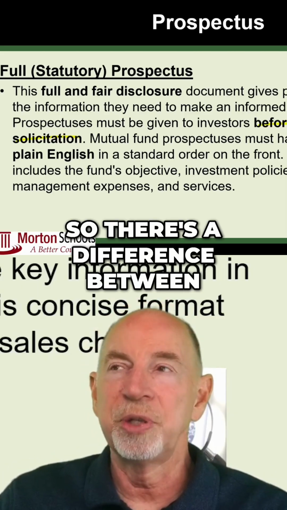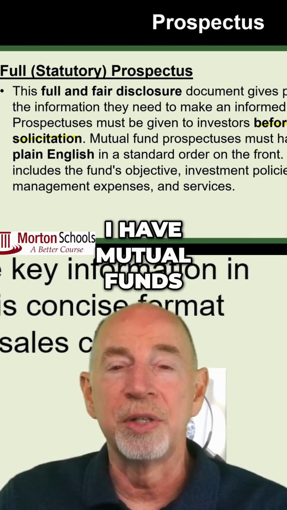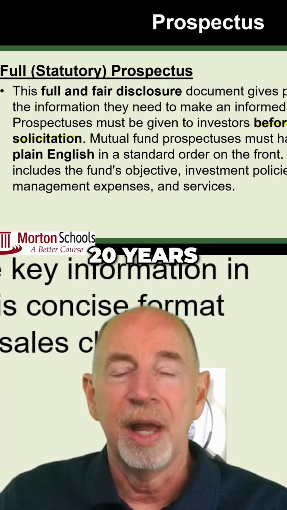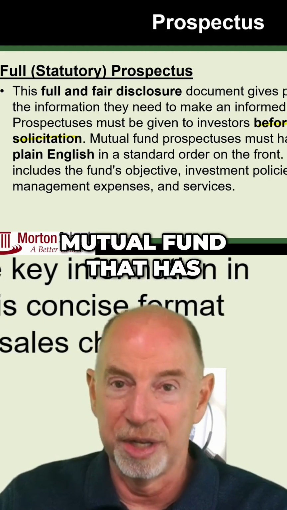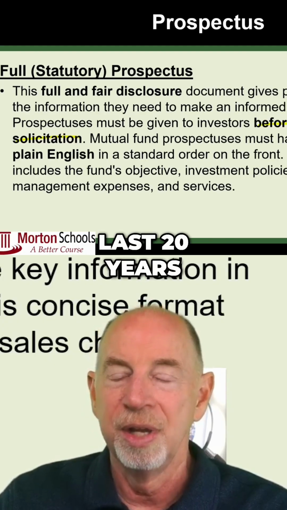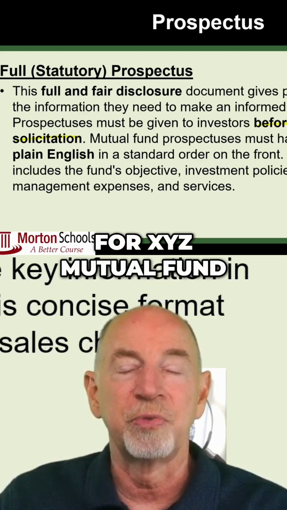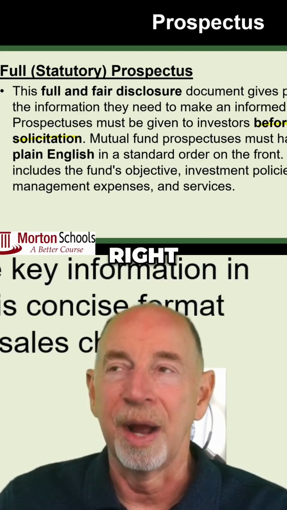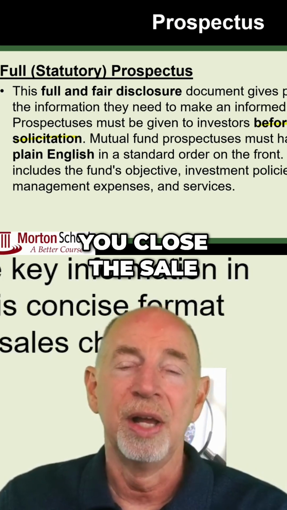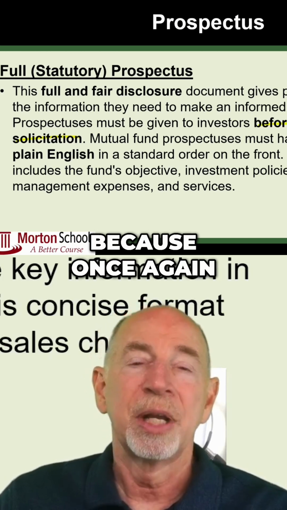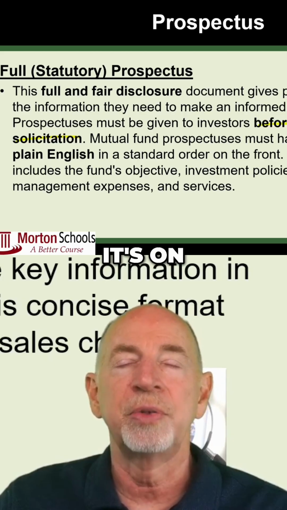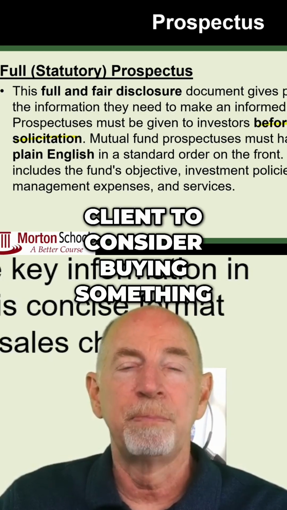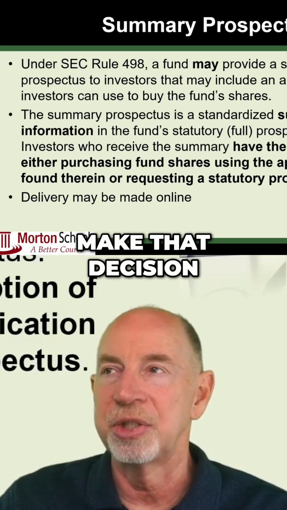So there's a difference between, I have mutual funds that have done 10% averaged over the last 20 years, and I have XYZ mutual fund that has averaged 10% over the last 20 years. Now I've got to give them the prospectus for XYZ mutual fund. Not at the time that you close the sale, at the time you solicit the sale. Because once again, it all has to do with transparency, right? If you're getting the client to consider buying something, you got to give them the information to make that decision.